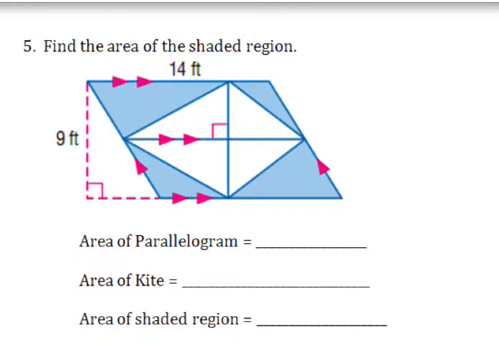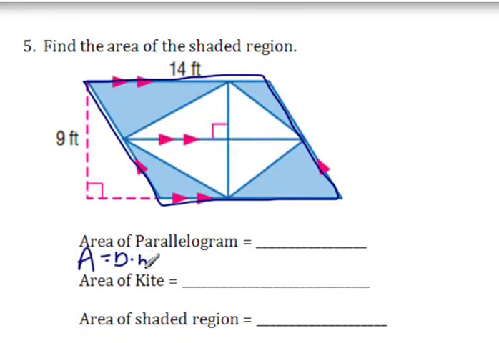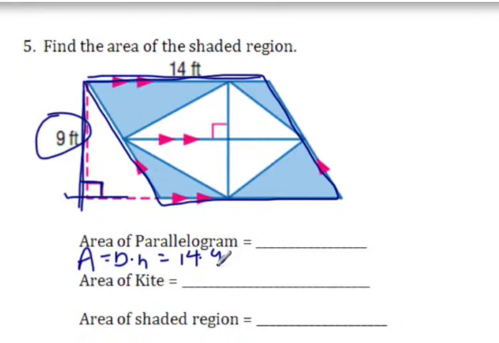So the first thing I need to do is find the area of this outside parallelogram here. So remember, a parallelogram, to get the area, is just going to be base times height. So my base is going to be 14. Now my height literally has to be perpendicular to the base. That's why this right angle is here. So that means that 9 is my height. So my area for the parallelogram is simply 14 times 9. And that's going to give me 126 feet squared.